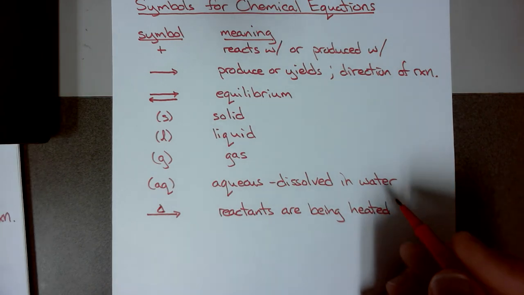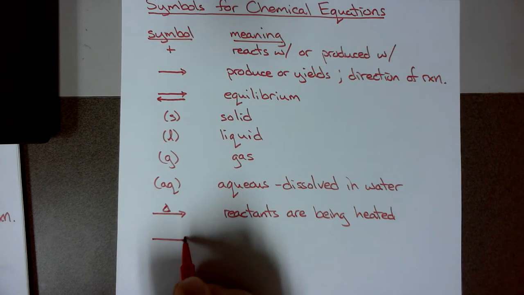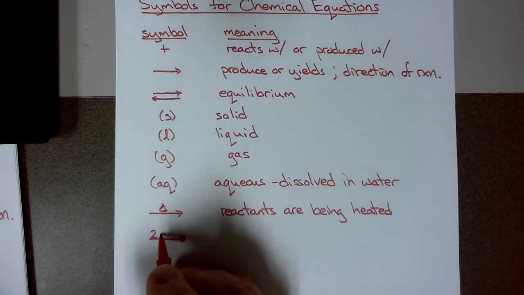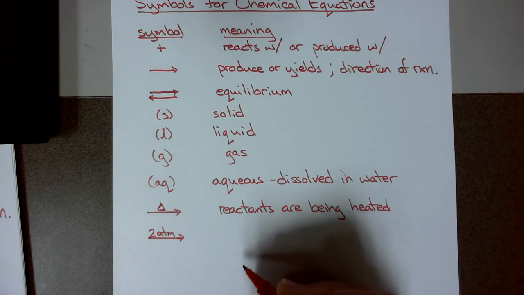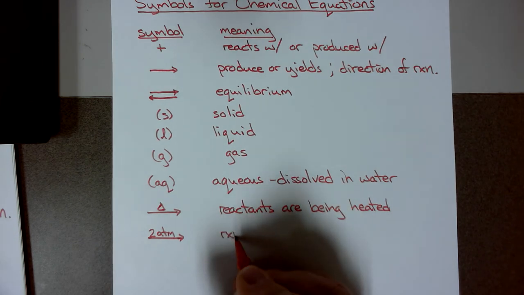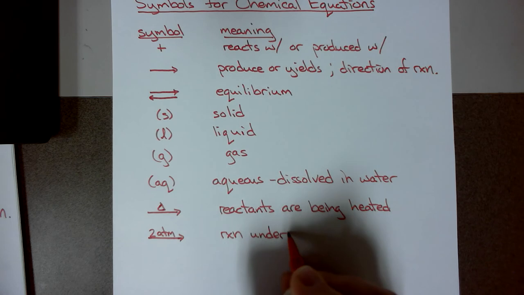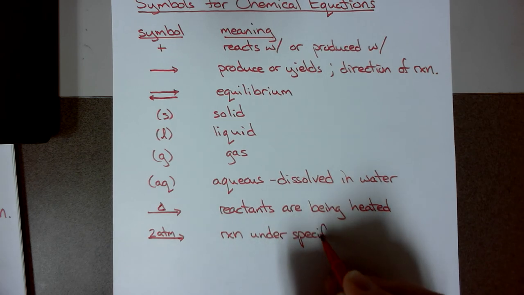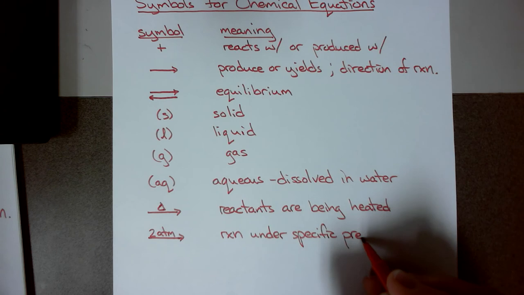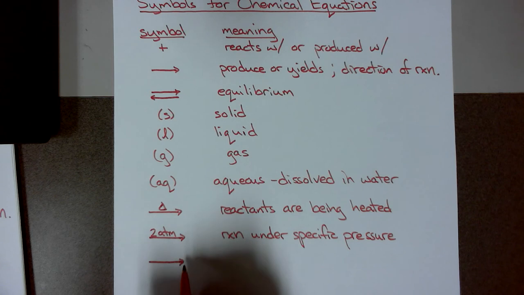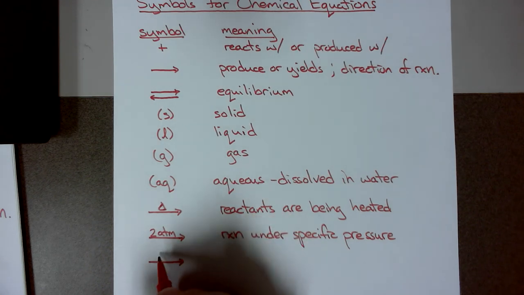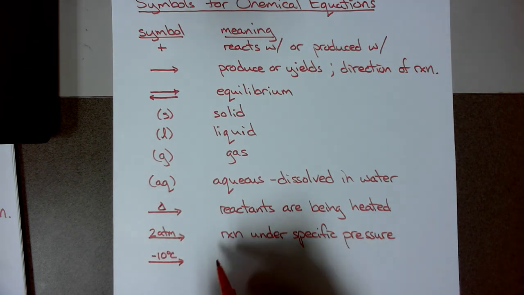I can also put an arrow with, let's say I want a specific pressure, so let's say 2 atmospheres of pressure. That means the reaction has to be done under that pressure. So reaction under specific pressure. Let's say I want it at a very specific temperature, not just heating it, but I need it at a specific temperature, like -10 degrees Celsius. So this is reaction at specific temperature.